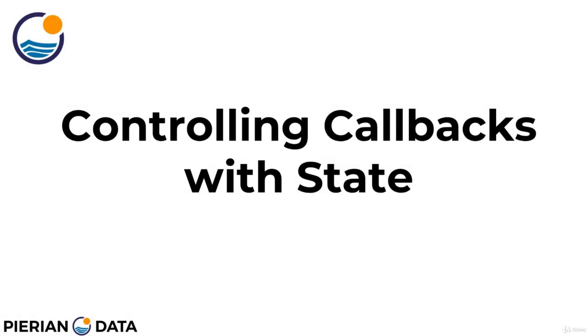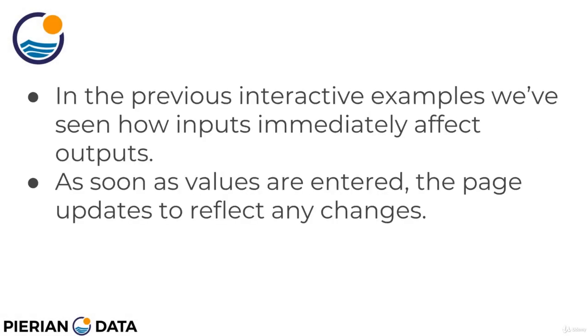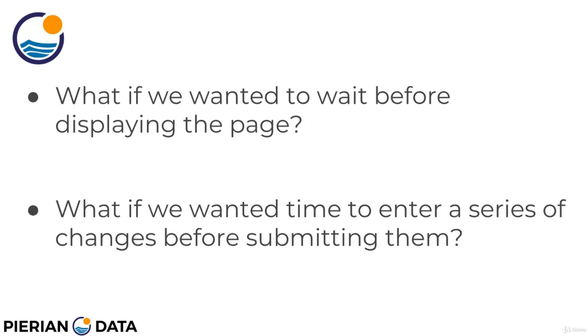Welcome back. In this lecture, we're going to talk about controlling callbacks with state. In the previous interactive examples, we've already seen how inputs immediately affect outputs. Basically, as soon as values were entered into our input, the page updates to reflect any changes to the output. But what if we wanted to wait before displaying the page? What if we wanted some time to enter a series of changes before actually submitting them for the update?